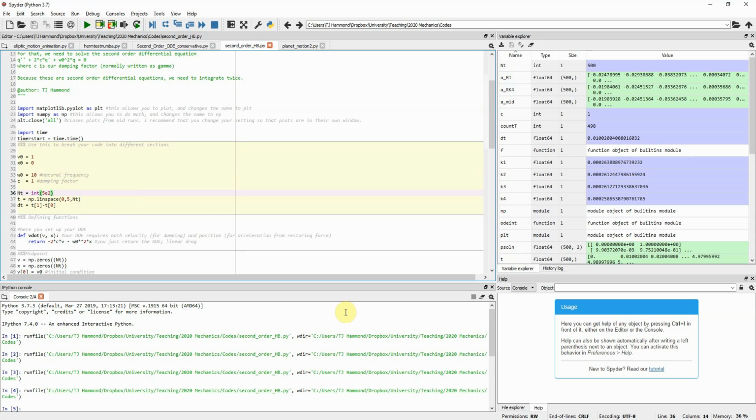All right, so that's it for second order differential equation solvers. Next, I will be discussing planetary motion, and I'll show you how to create animations for this orbital motion. All right, until then, stay safe and stay healthy.